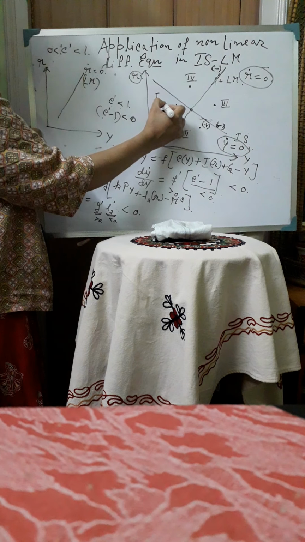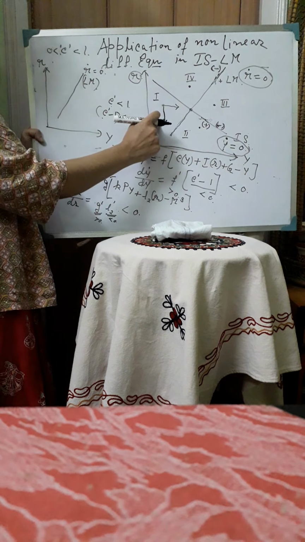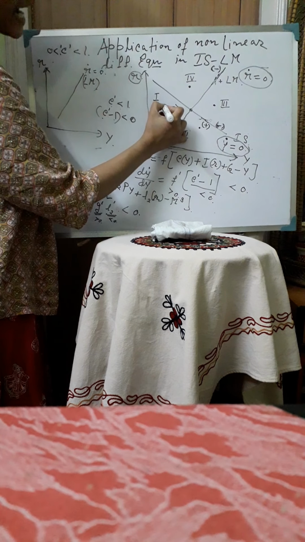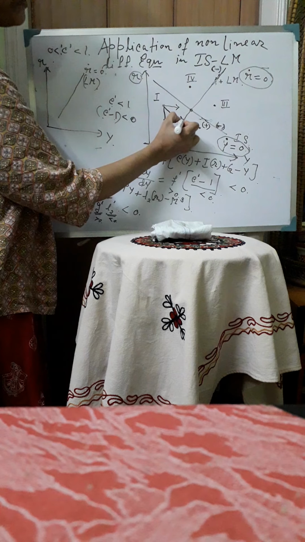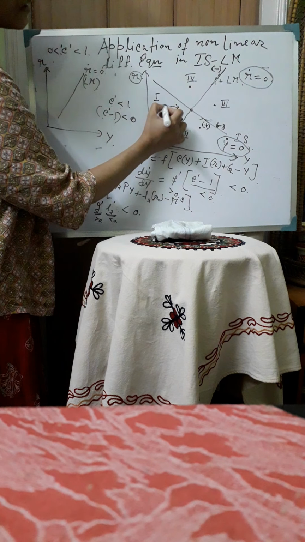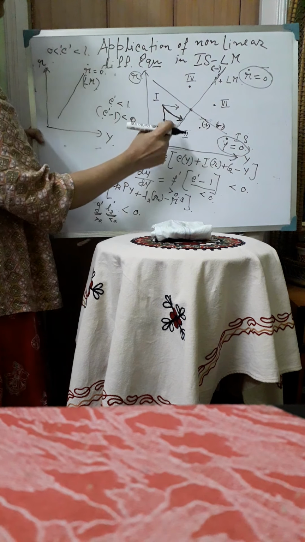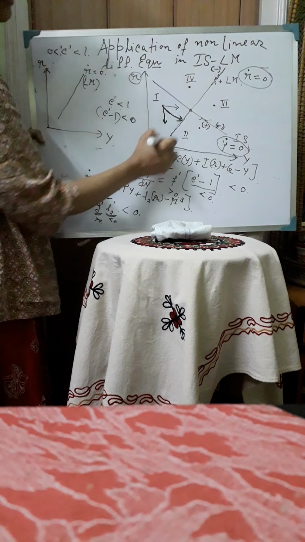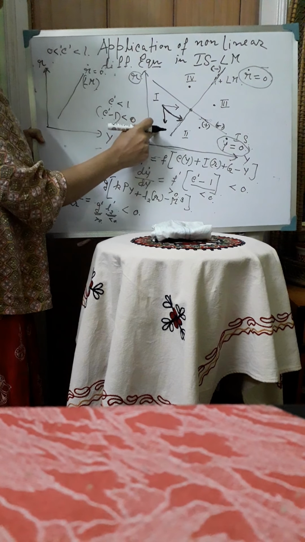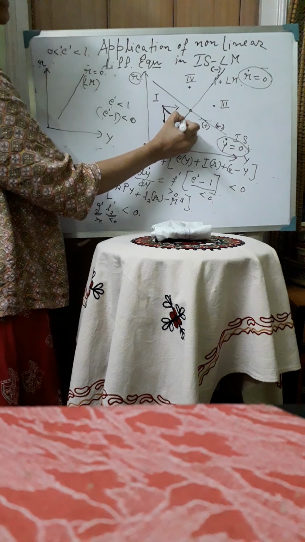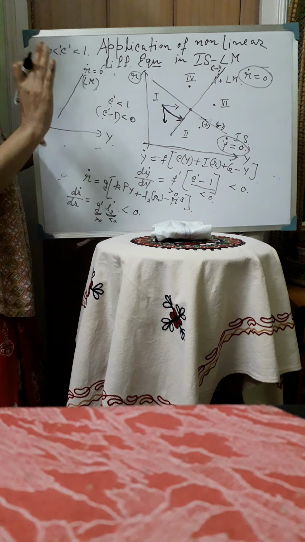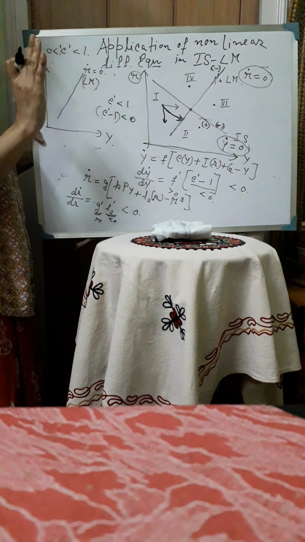So in region 1, r should fall, and the resultant time path or streamline will tend towards the LM curve. Now when the time path hits the LM curve, then there is equilibrium in the money market. So if there is equilibrium in the money market, then there will be no change in r.